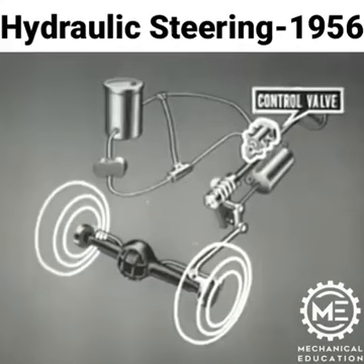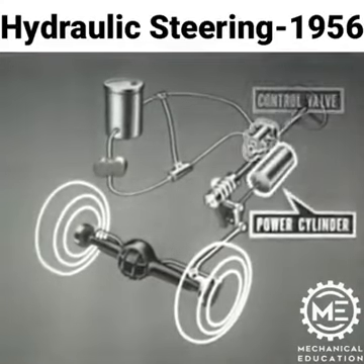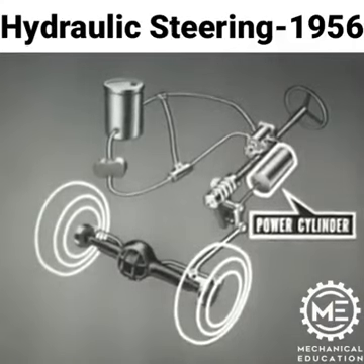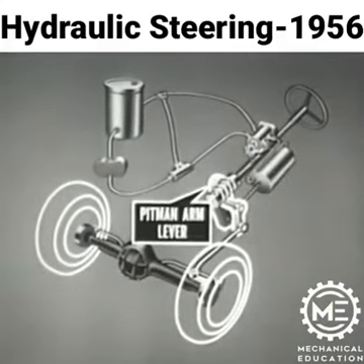The control valve directs fluid to the power cylinder. The power cylinder converts hydraulic pressure into mechanical force, which in turn actuates the Pitman arm shaft and lever and the Pitman arm.